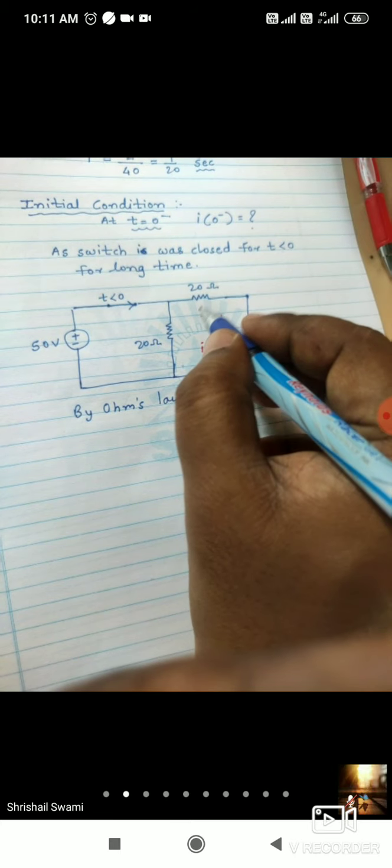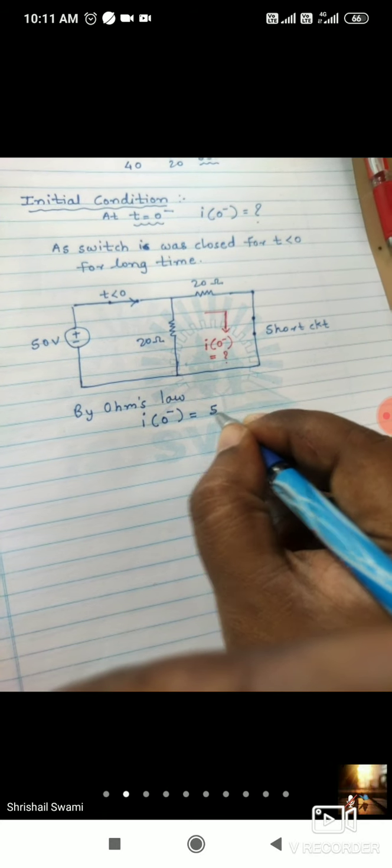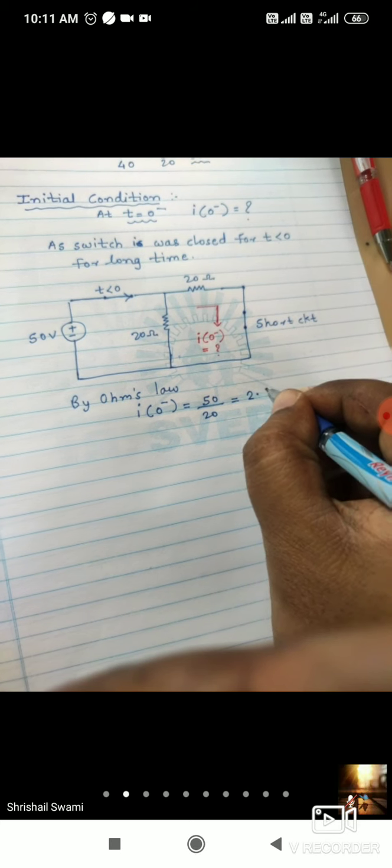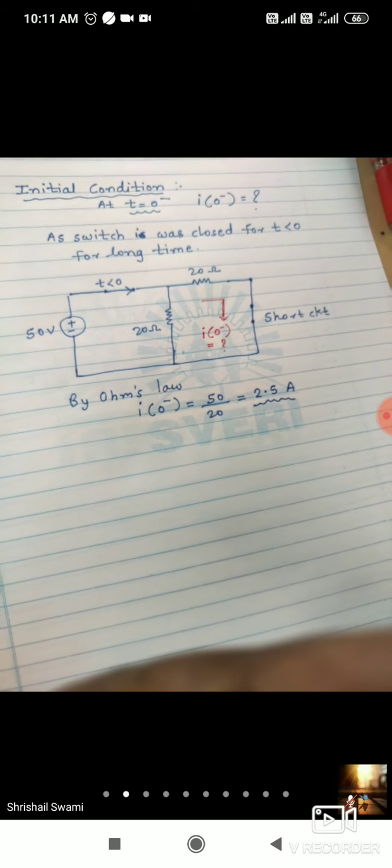What is the voltage across this? This 20 and this 20 are connected in parallel. Then what is the voltage across a parallel combination? It is the same. Okay, so by Ohm's law, I of 0 minus is equal to 50 divided by 20 ohm. So that will be, I think, 2.5 ampere. That is I of 0 minus.